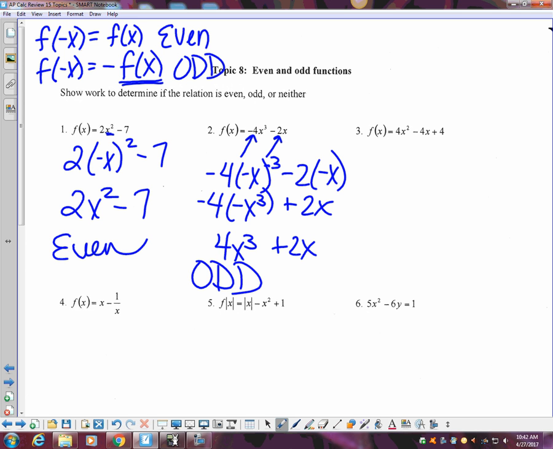Okay, now what about number 3? First term eats it. Second term changes. And third term stays the same no matter what. So I've got one that eats it, so he stays the same. The middle term's going to change, and the last term's not going to change for anything. So what is he? Neither.